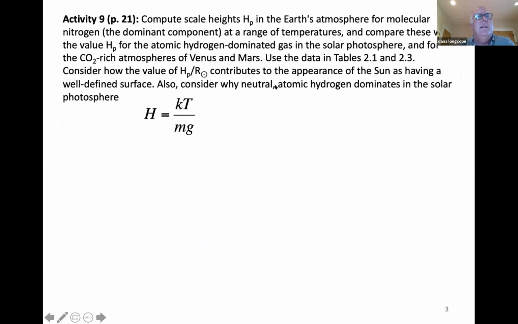So here, I think some people did this exercise. Is that right, Nick? Someone did activity 9? I believe so. Yeah. So we asked to compute scale heights for the Earth, for Venus and Mars. This is the expression for scale height. Could someone just unmute and chime in with one of those 3 scale heights that you found? I want to go back and try to compute all these things.